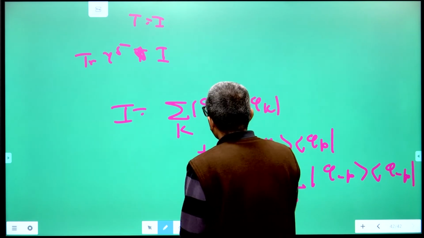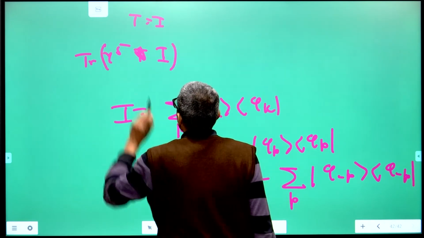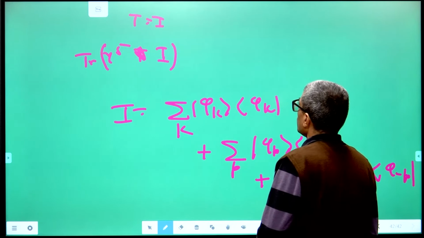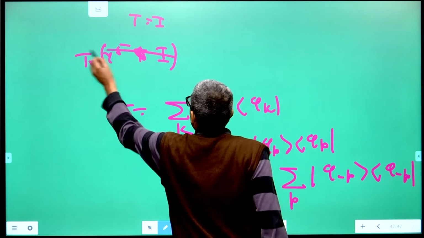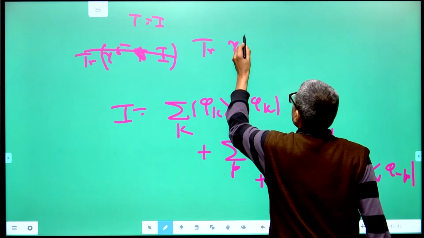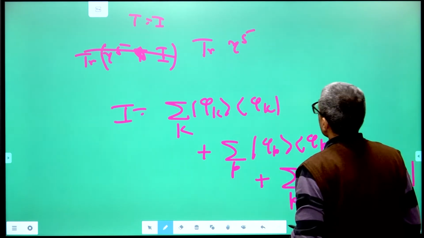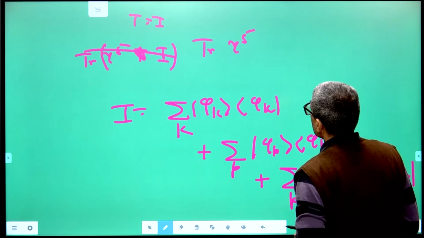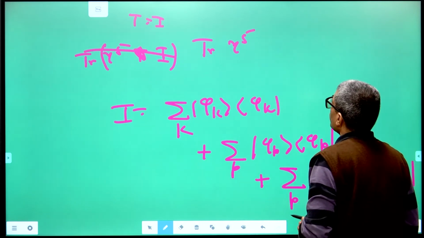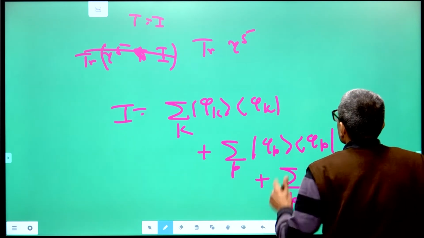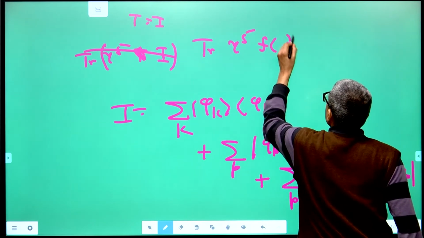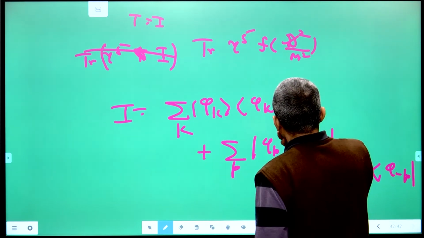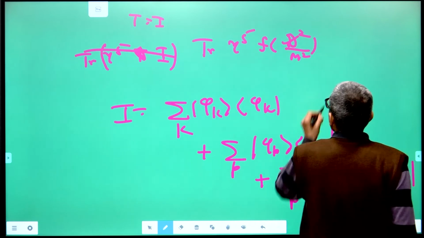So how will I go about doing it? Tell me. If I want to compute this anomaly in this way, then of course it is not just this that you want to compute. You want to compute the trace of gamma phi times the square, the fourth power of the Dirac operator, right? So you had to compute f of D square by M square, or you have to compute this acting on the identity.